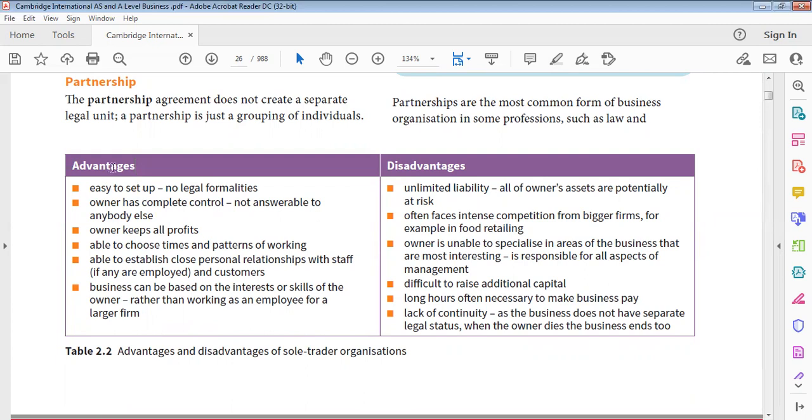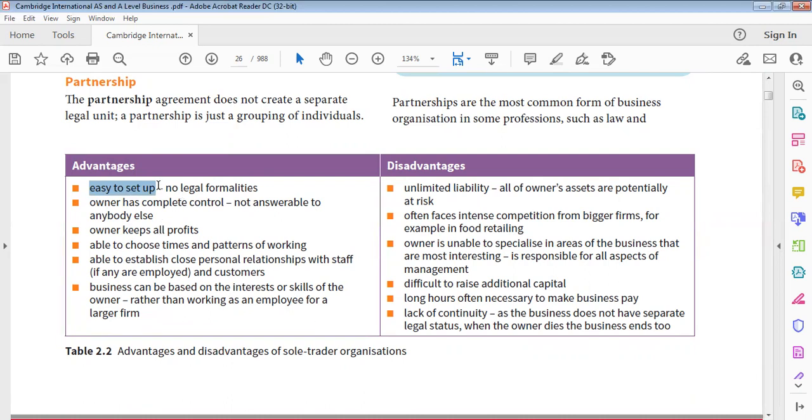Now, what could be some advantages? Easy to set up, right? It's also an advantage for sole tradership. So if you have the money today, you can even open the shop next week. It's that easy, or even after 2 days. All right, just get a trade license and that's it.